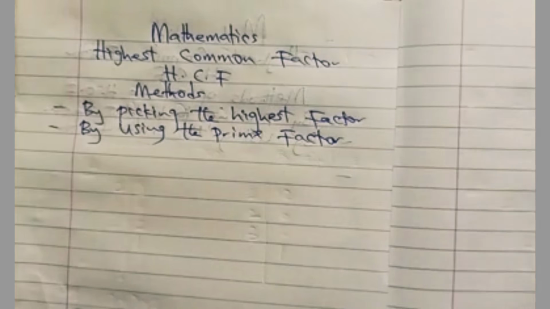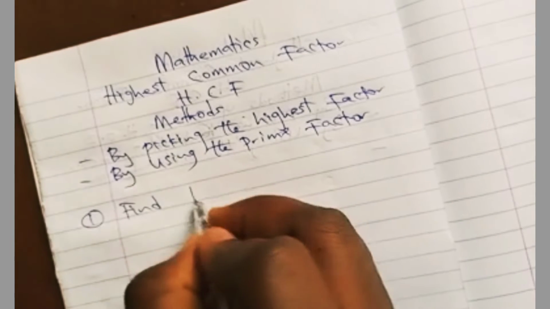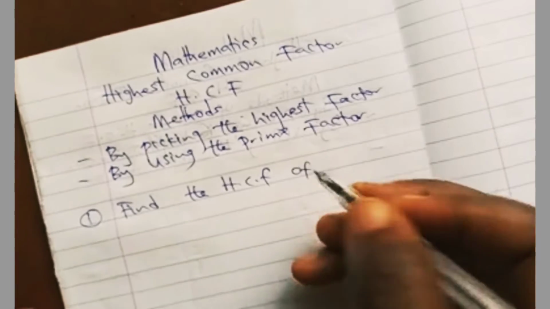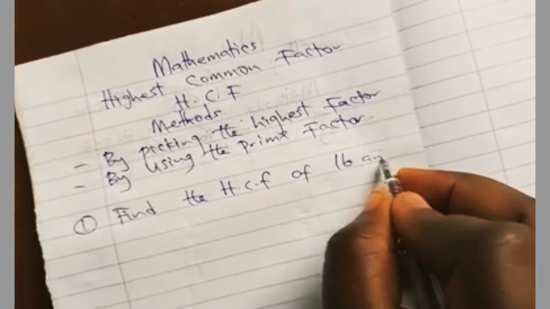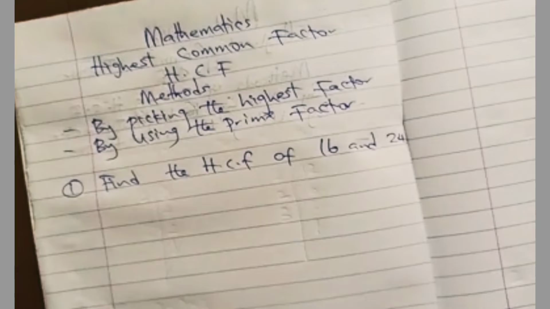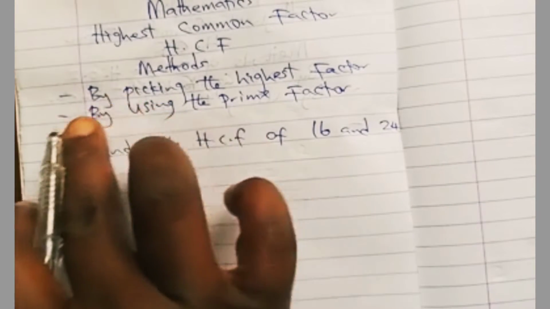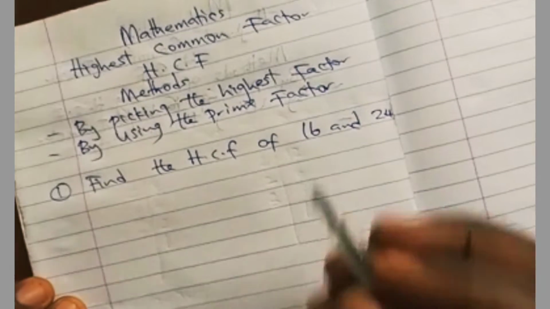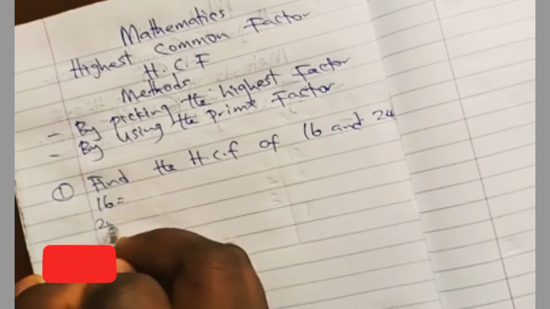So the first question we are going to be solving is number one. Find the HCF of 16 and 24, using this method, picking the highest factor. The first thing we are going to do is find the factors of 16 and 24. What are the factors of 16 and 24?